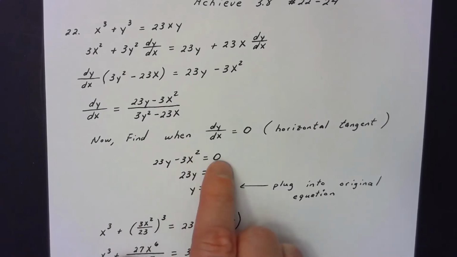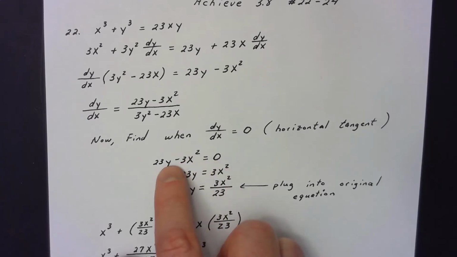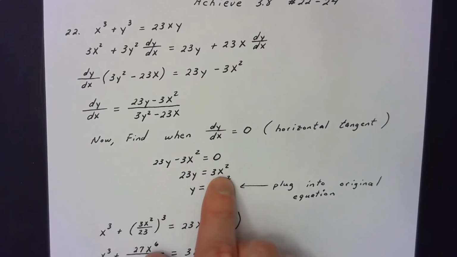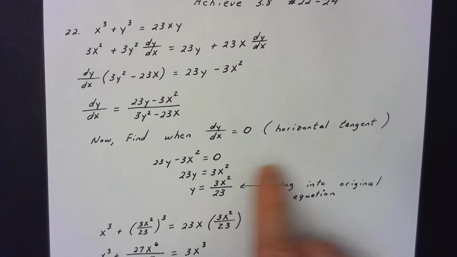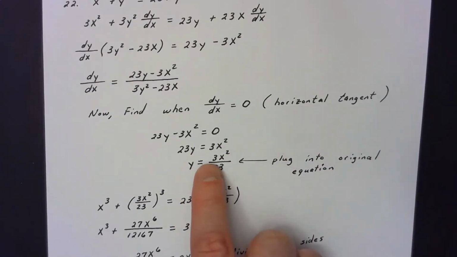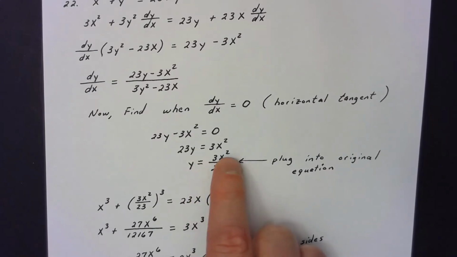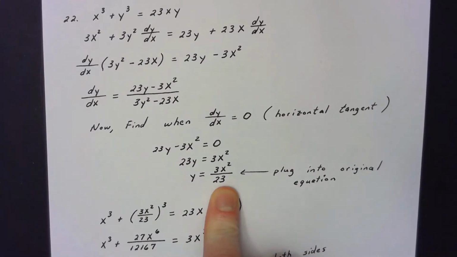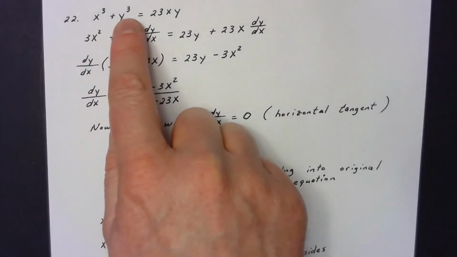So I set the numerator equal to 0 and solve for y. I move the 3x squared term over and divide by 23. So what I know is that I will have a horizontal tangent if and only if y is equal to 3 times the x term squared divided by 23. That's not really that helpful in and of itself, but what I can do is take what I know y must equal in terms of x and plug it into the original equation.